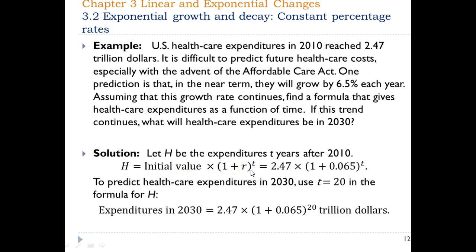Then we'll plug in the values that we have. The initial value is going to be $2.47 trillion. R in decimal form is 0.065. We'll plug this into the formula, and we can use it to predict the healthcare expenditures in 2030. Use t equal to 20 for our time. Expenditures in 2030 are 2.47 times 1 plus 0.065 to the power of 20, about $8.7 trillion.